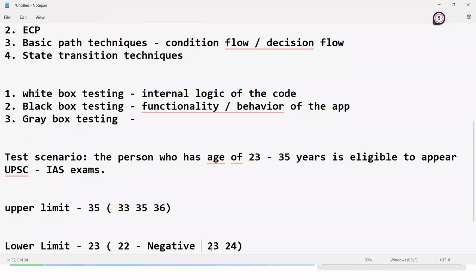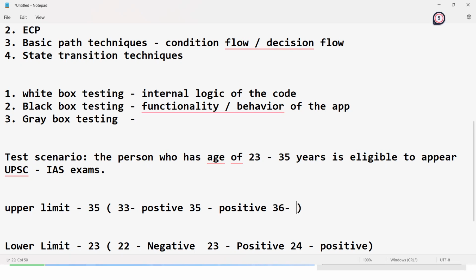So 22 we have to take, and then 23 also. This is positive. What about 24? It is also positive. Coming to 23, it is again positive, and 35 is positive, and 36 is negative. So this is the approach we have to follow. 33, 35, 36. This is also called equivalence class partitioning.